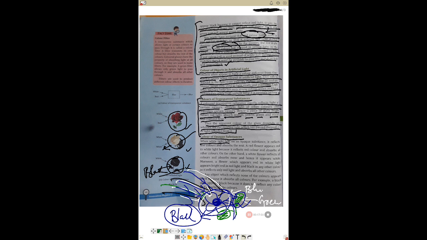Now, colors of opaque substances. When light falls on an opaque substance, opaque means the substance which does not allow the light to pass through it, it reflects a few colors and absorbs the rest. A red flower appears red in the white light, see here, white light, because it reflects red color and absorbs all other colors. Okay, from the 7 colors, this red flower absorbs all other colors except red. Red mathi reflect garchha. That's why the rose appears to be red.